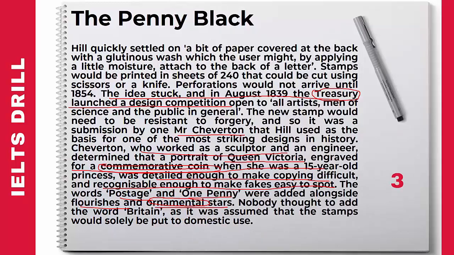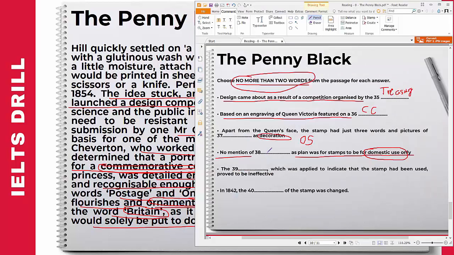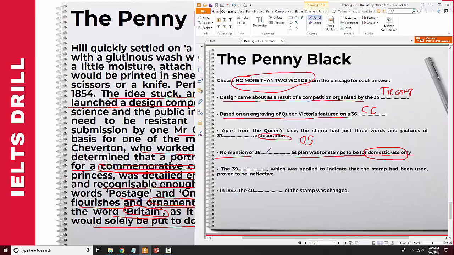Okay, so it says nobody thought to add the word Britain as it was assumed that the stamps would solely be for domestic use. Okay, so they are saying it's going to be only in England, so why add the word Britain? With this information, when you read this back, no mention of Britain, right? As plan was for stamps to be only for domestic use. Okay, you can either write Britain or the word Britain. Because it says no more than two words, I would say word Britain.